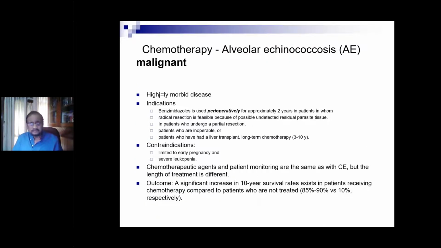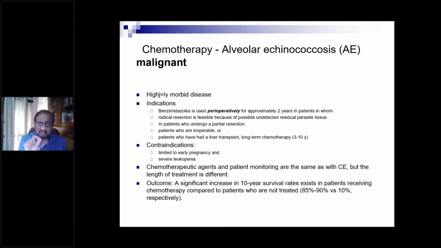Okay, now chemotherapy of the second variety, which is known as the malignant form of hydatid disease, the alveolar echinococcosis, and this is a highly morbid disease. I'm sorry for the typo error. It should be highly morbid disease. What are the indications? They are used perioperatively. So here, benzimidazoles are to be used perioperatively for approximately 2 years. There we're talking about 6 months. Here we're talking about 2 years in patients in whom radical resection is feasible because of possible undetected residual parasite cysts.